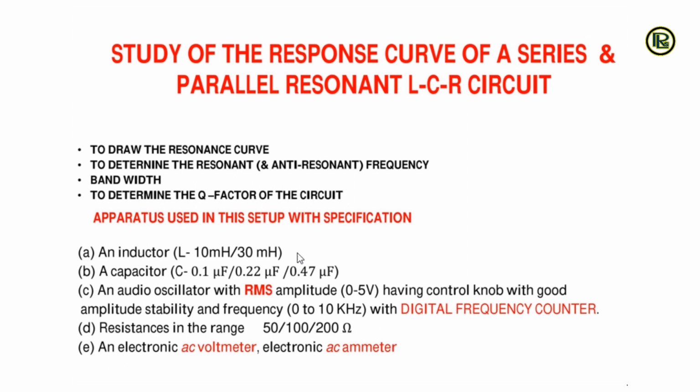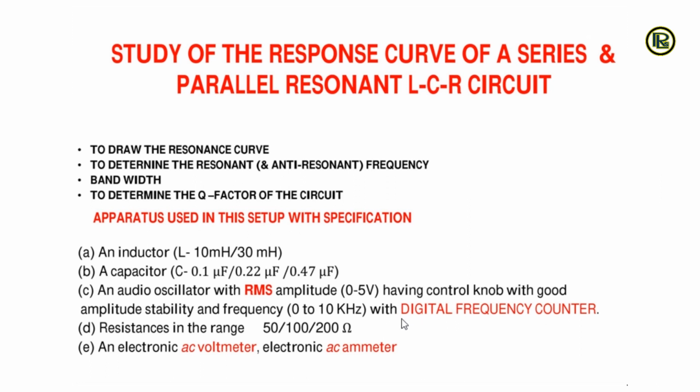We need an inductor. Here we have the inductor of the range 10 millihenry, 30 millihenry, etc. Then we need a capacitor. Here we have the capacitor of the range 0.1 microfarad, 0.22 microfarad and 0.47 microfarad. An audio oscillator with RMS amplitude in the range 0 to 5 volt, having a very good control knob with good amplitude stability, and the frequency range 0 to 10 kilohertz.